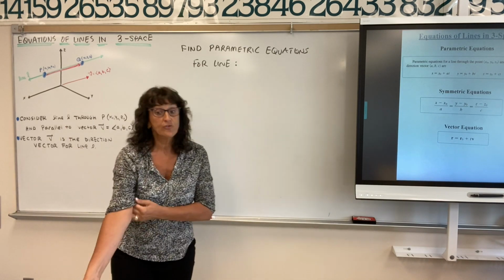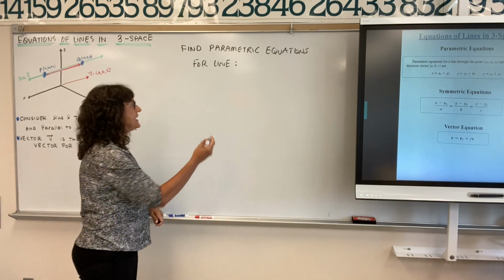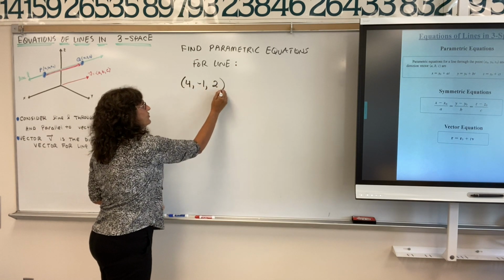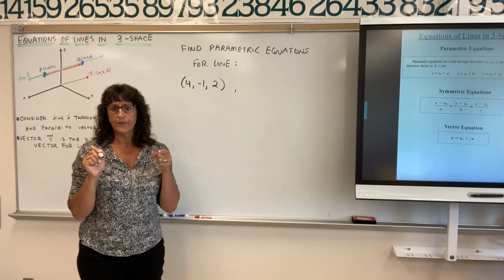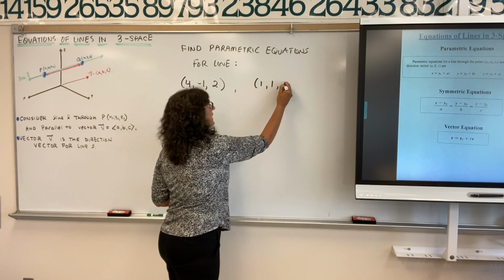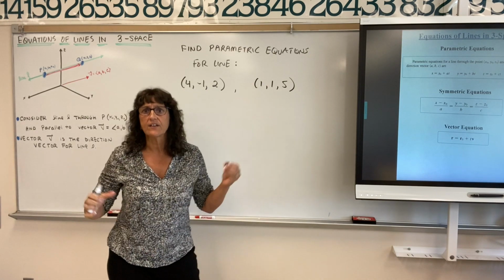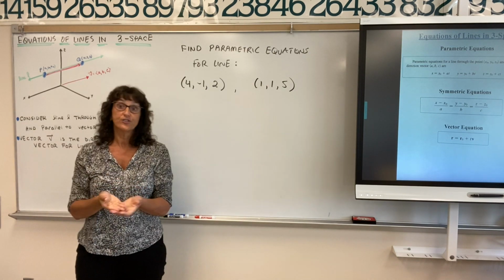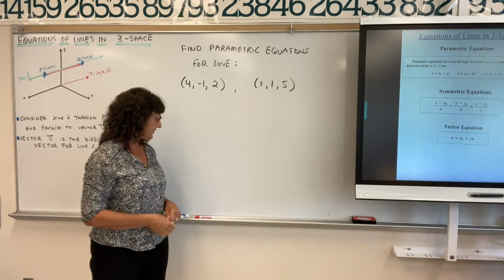So let's use 2 points again. 4, -1, 2. That's one of our points. And the other point, let's use 1, 1, 5. We have 2 points in an XYZ 3-dimensional system here, 2 ordered triples, because we need the X and the Y and the Z coordinate.